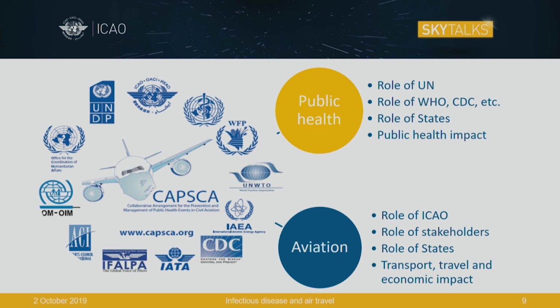For us, the main role is the collaboration between the public health sector and the aviation sector, because each of us has a role to play. The UN, the WHO and CDC focus on the public health impact, whereas we need to focus on transport, the travel, and the economic impact. But we cannot do this in isolation. If we don't work together, we cannot stop or mitigate the effects of a communicable disease outbreak.